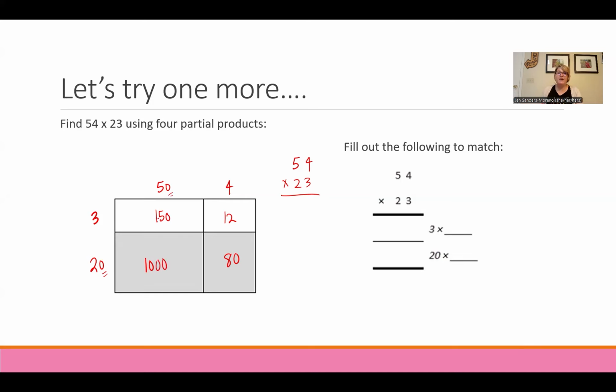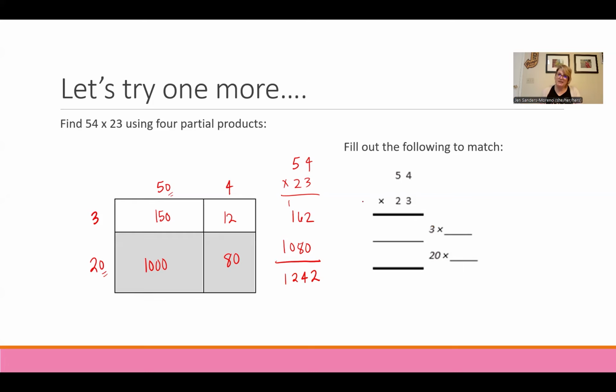Okay, ready? We're going to add straight across. And add straight across. Okay. No. We would go down. Looks like I'm going to get 1,242. Okay. Now here's the crazy part.